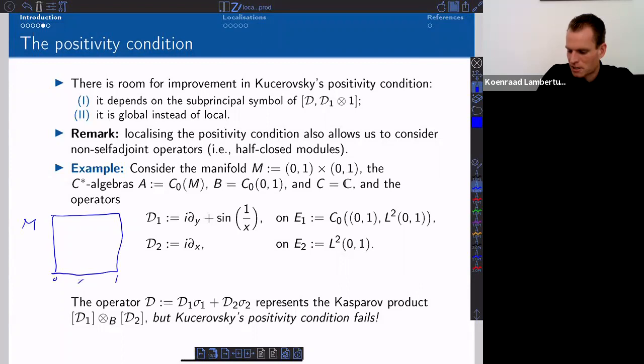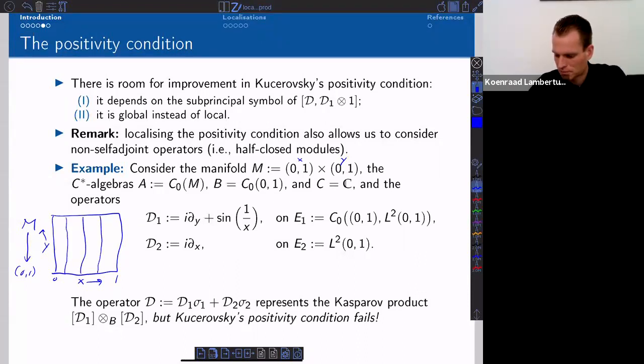So let's say we have an x coordinate here and a y coordinate. And what we consider is a submersion of the unit square onto the unit interval. So we can map this unit square onto the x coordinate. So then the fibers of the submersion are just these vertical lines.